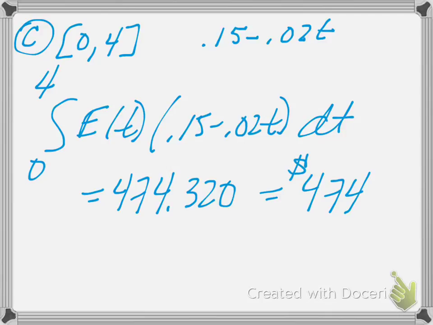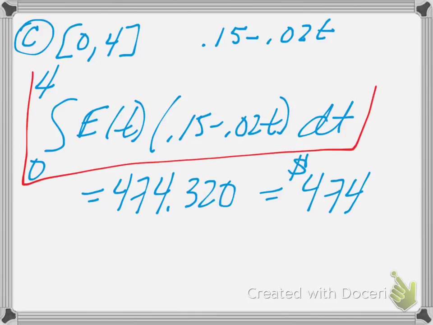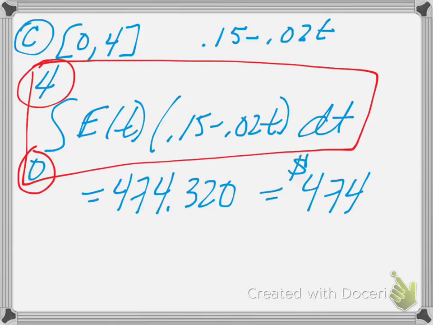C, I think, was so much easier than B, but yet it's still worth a lot of points. So if you set up the correct integral, that was 1 point. If you actually just did it from 0 to 4, that was a point. So that's a giveaway, because even if the rest was wrong, you just had to have 0 and 4 in there, and then your final answer was worth 1 point. Okay, so that finishes that problem.